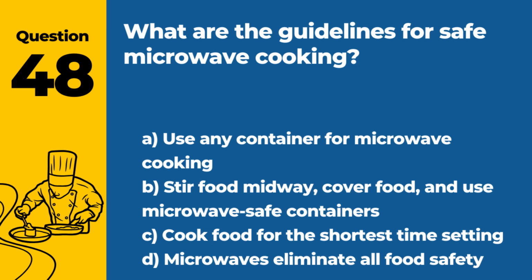Question 48. What are the guidelines for safe microwave cooking? A. Use any container for microwave cooking. B. Stir food midway, cover food, and use microwave-safe containers. C. Cook food for the shortest time setting. D. Microwaves eliminate all food safety concerns. Answer: B. Stir food midway, cover food, and use microwave-safe containers. Safe microwave cooking guidelines include stirring food midway through cooking to distribute heat evenly, covering food to retain moisture and ensure even cooking, and using containers that are specifically labeled as microwave-safe.